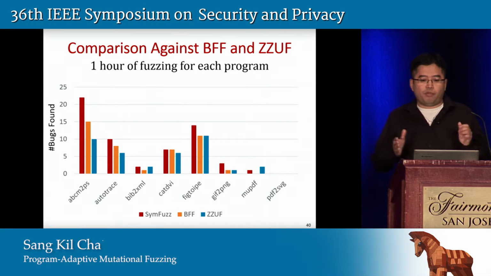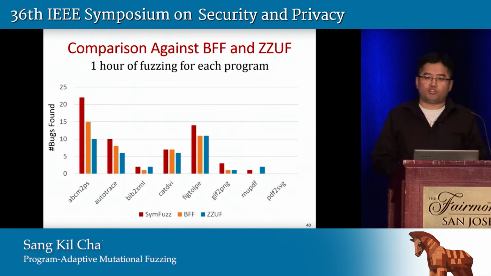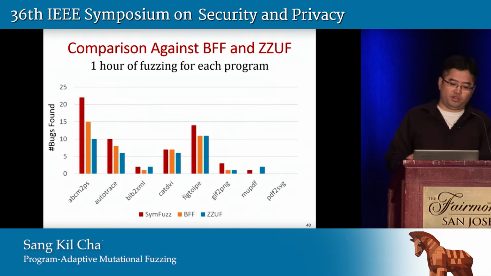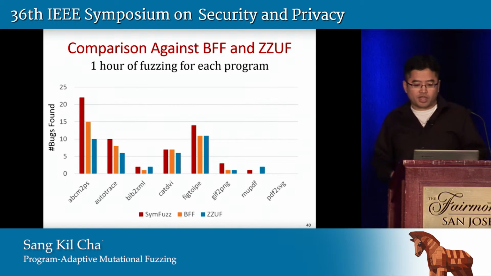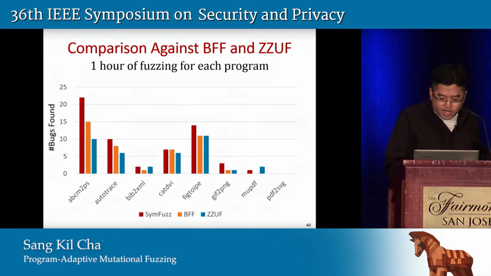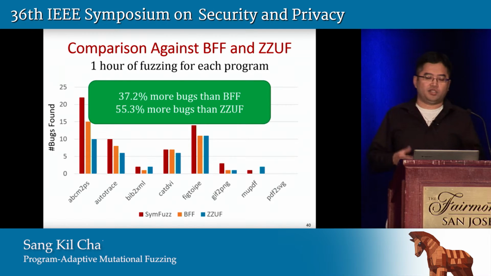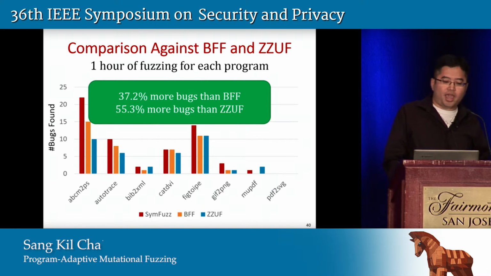Now we're going to compare our system against BFF and ZZUF, which are famous mutational fuzzers. We ran fuzzing for 1 hour on each of the programs and computed the number of bugs found. The red bar here represents SymFuzz, and as you can see, it prevails over other fuzzers in most cases. In total, SymFuzz found 37.2% more bugs than BFF and 55.3% more bugs than ZZUF.